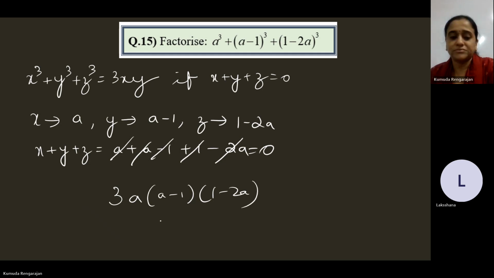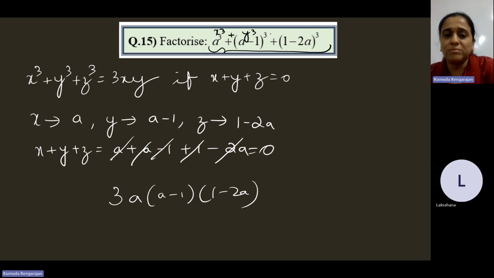That's the answer. If the question is of the form x cubed plus y cubed plus z cubed, the answer is 3xyz. That's the identity, right? But you'll have to check something. What's that? If x plus y plus z is 0. Yes, x plus y plus z is 0. So the answer is 3xyz. So 3 into x is a, y is a minus 1, z is 1 minus 2a.